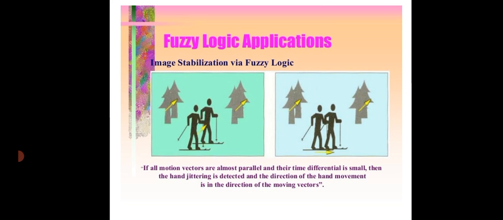Here I have explained only one application of fuzzy logic: image stabilization. If all the motion vectors are almost parallel and the time difference is small, then hand jittering is detected, and the direction of the hand movement is the direction of the motion vectors. Image processing, data analysis, artificial intelligence and neural networks are all applications of fuzzy. You have to go in depth to understand it. First of all, you have to understand the basic concepts.